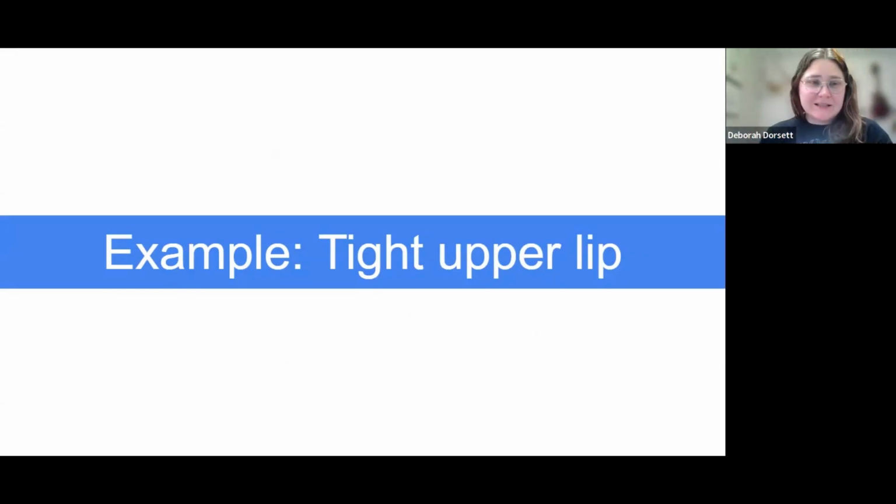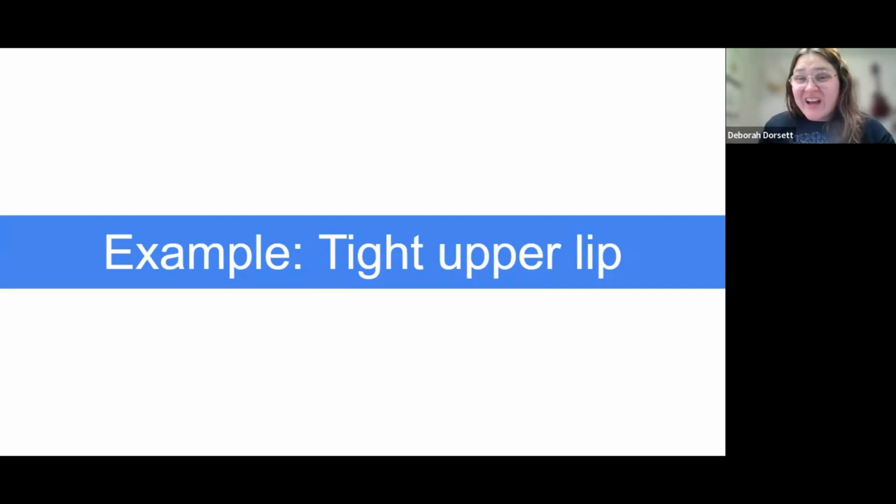Who would expect to see that a child with a tight upper lip might have difficulty sealing their lips on the edge of a cup or straw or bottle? Give me a 1 if yes and a 2 if no.